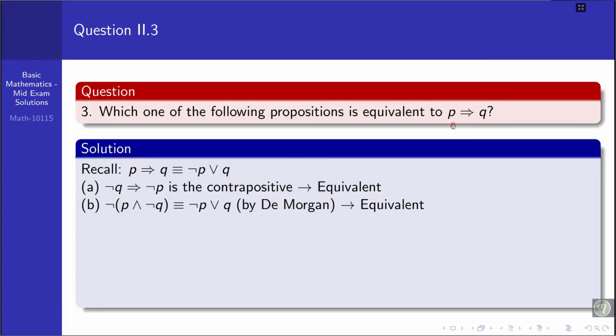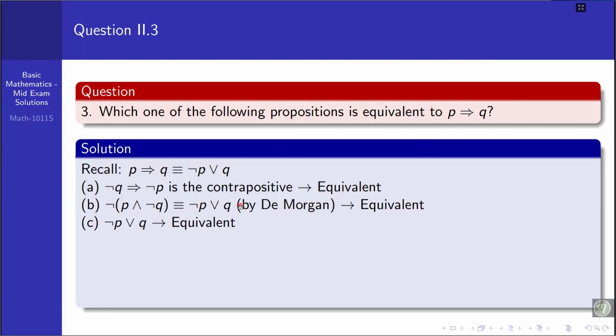Similarly, the second one, that's B: we have P and negation of Q is equal to negation of P or negation of Q using De Morgan's law. Therefore, these two are equivalent to each other. Even separately, these two are equivalent to this logical implication, P implies Q. So negation of P or Q is also equivalent to P implies Q.